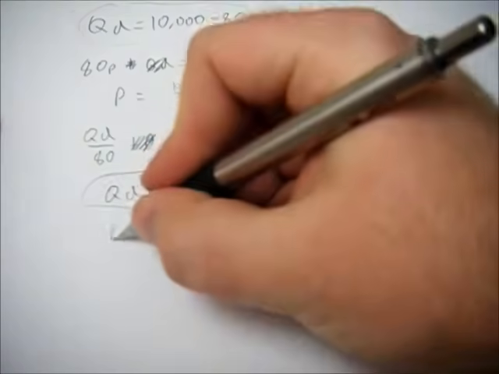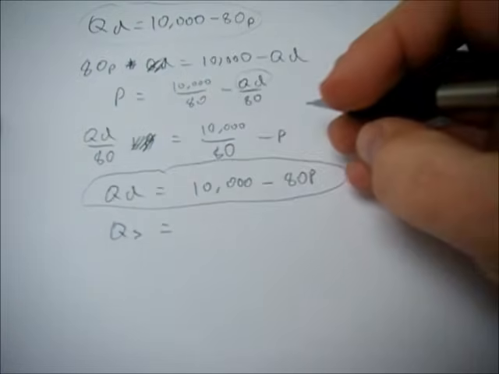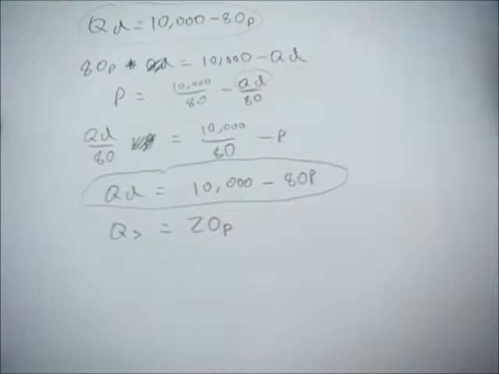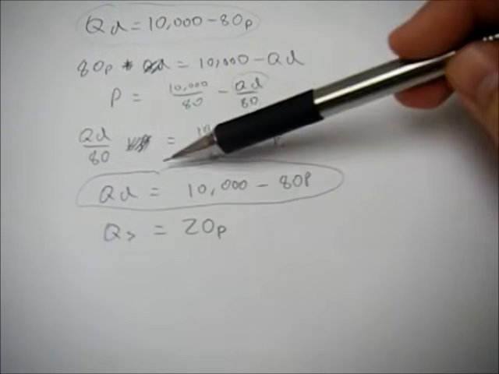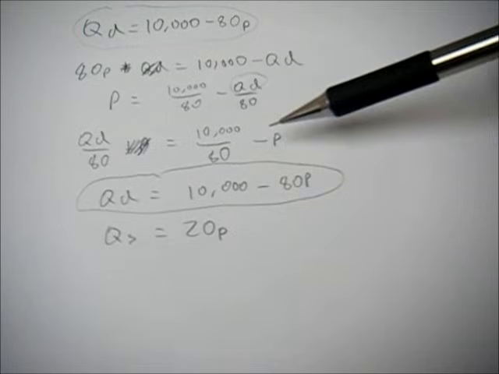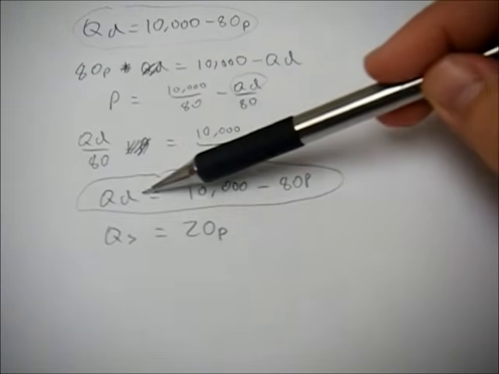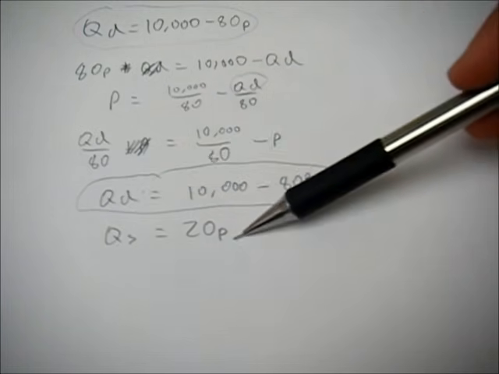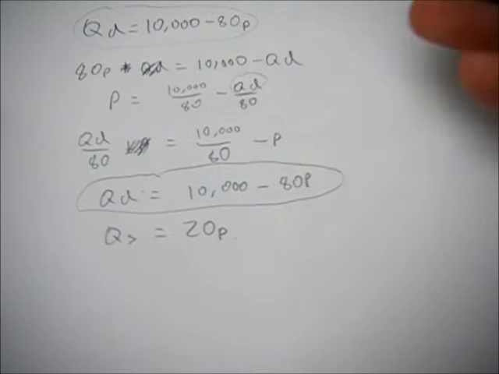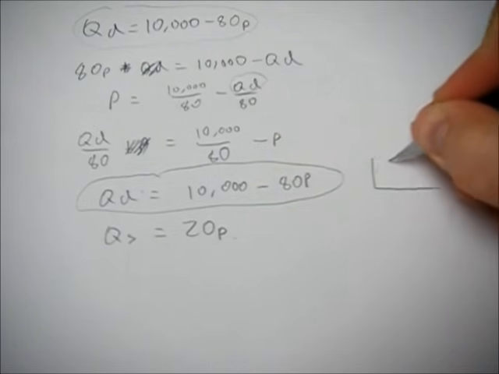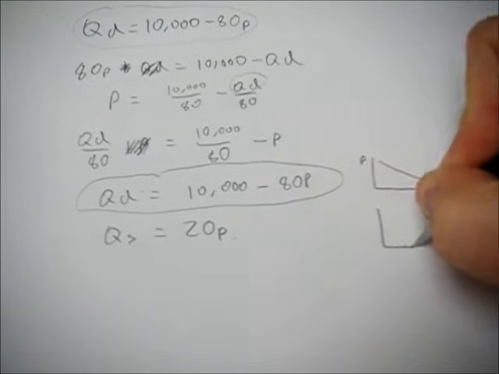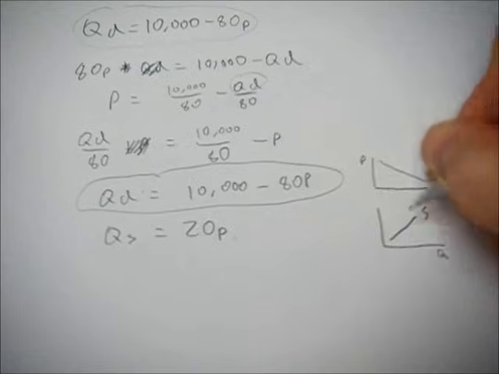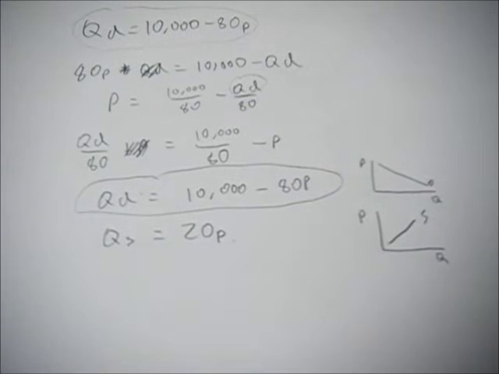Our supply function in this example is going to be 20p. And note that these both confirm the law of demand and the law of supply. As price goes up, quantity demanded goes down. As price goes up, quantity supplied goes up. So for our typical graph, we would get downward sloping demand and upward sloping supply. So we've solved for these guys in terms of Q.